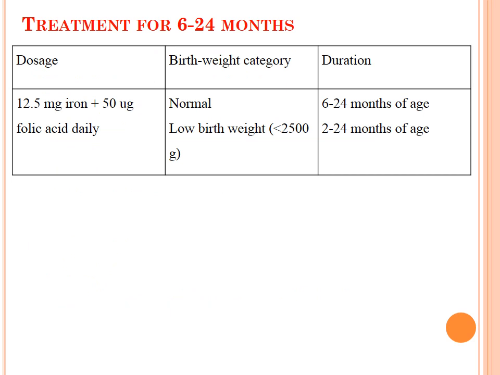And dear friends, what is treatment for 6 to 12 months? It is dosage of 12.5 milligram iron plus 50 microgram folic acid daily for both normal birth weight category and low birth weight category, and duration for these two is, for first one it is 6 to 24 months of age, and for the second one it is 2 to 24 months of age. Kindly remember the dosage. It is 12.5 milligram iron plus 50 microgram folic acid daily.